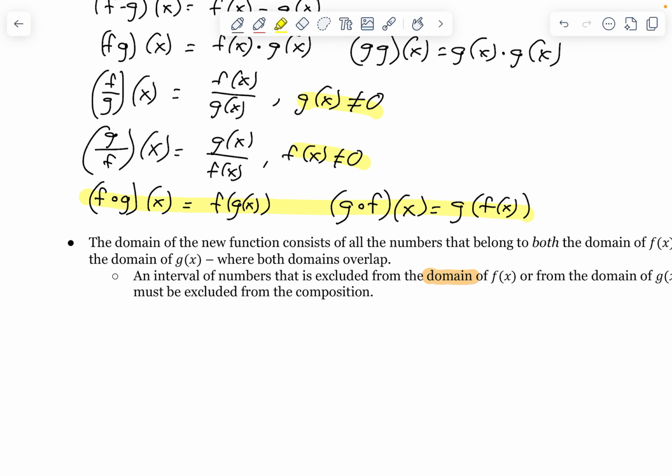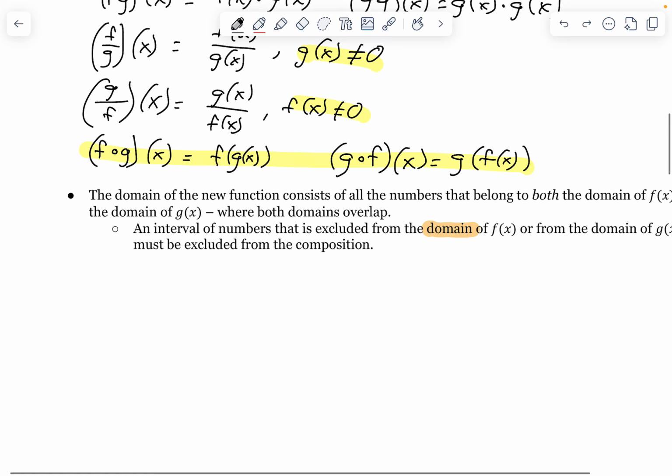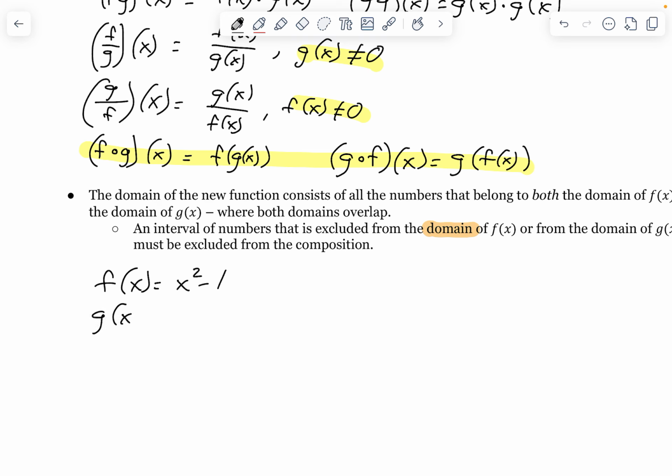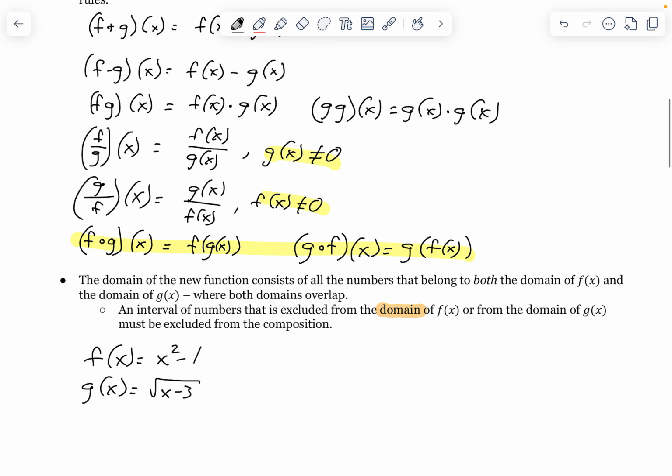But just to start, as a separate example, if f is something simple, let's say f of x is x squared minus 1, and g of x is the radical of x minus 3. Okay? Two given functions. Given these, I have these rules up above. If I were to say f plus g of x, what would that be?